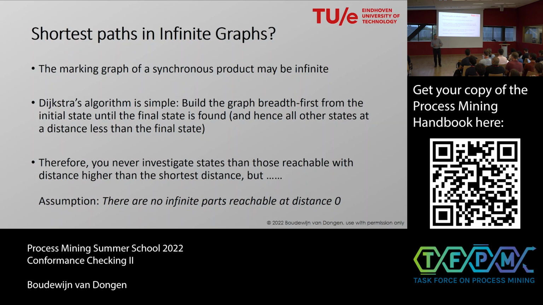Well, we like to talk about sound Petri nets, or the term soundness was introduced earlier. But if you take an arbitrary BPMN model and you do a naive translation from BPMN to Petri nets, you might easily end up with an unbounded model. So this is not very uncommon. So the question is, can we limit our search to only that part of the state space that is actually relevant to find an alignment? I'm going to make one assumption here. That assumption can be lifted. It was done in the original thesis on alignments, but it makes the story far more complicated. So let's assume that we do not have infinite parts reachable at distance 0.